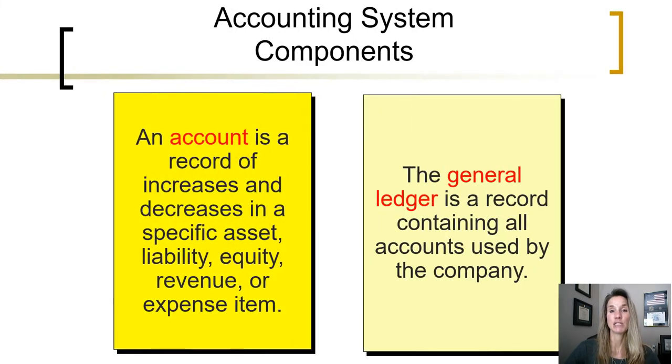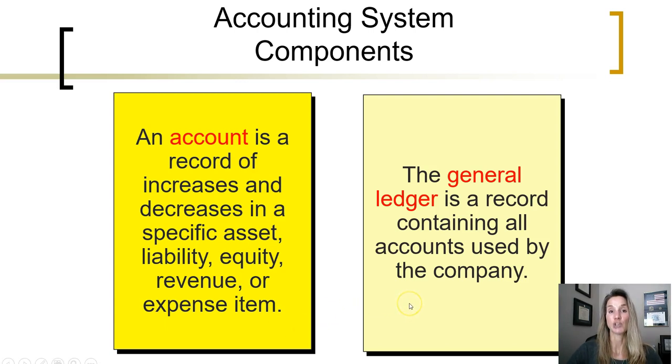So a couple things we need to talk about. First is, what is an account? An account is a record of any increases and decreases to a specific asset, liability, equity, revenue, or expense item. So the account is a specific record for each individual asset, liability, etc.